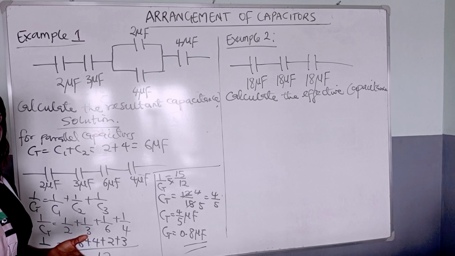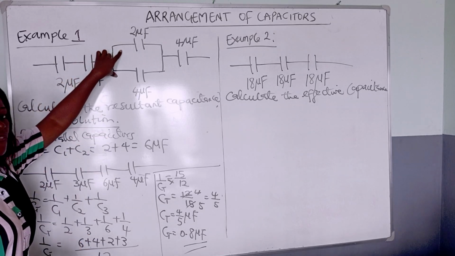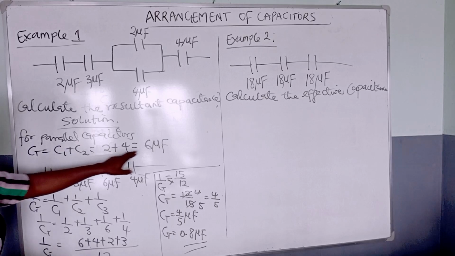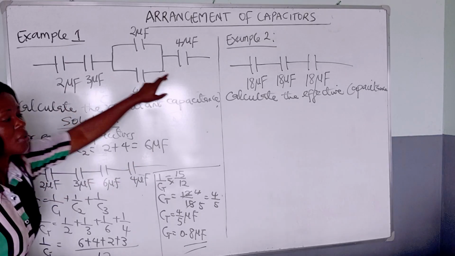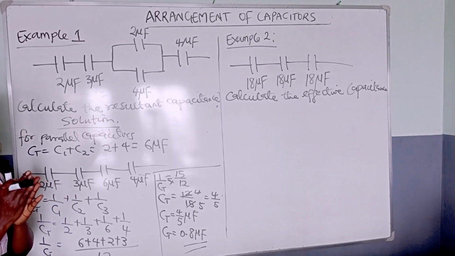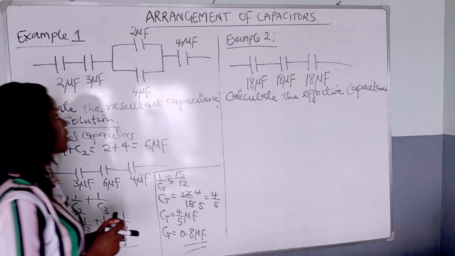So this is how we can get the effective capacitance of a series and parallel connection, that is, when they are combined together. The first thing, don't forget, is to solve the parallel connection first. After solving it to get 6 microfarad, it will now be in series with the other ones. We'll now solve them as a series connection. Okay, so let's go to the next question.